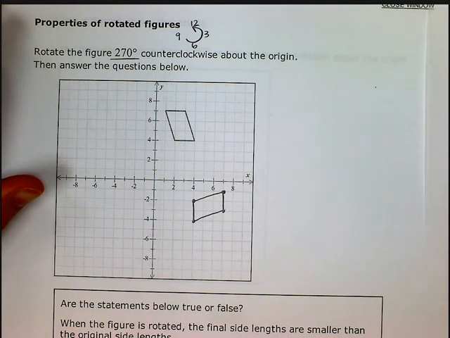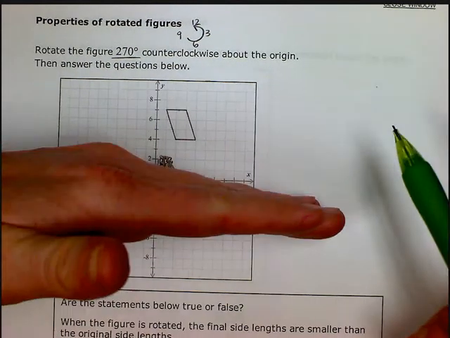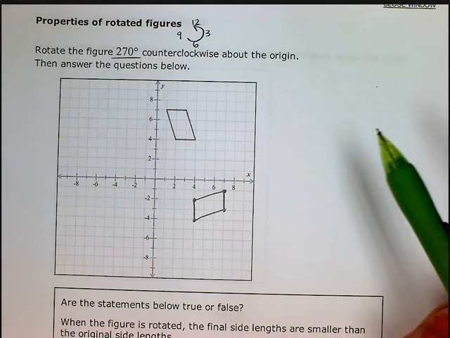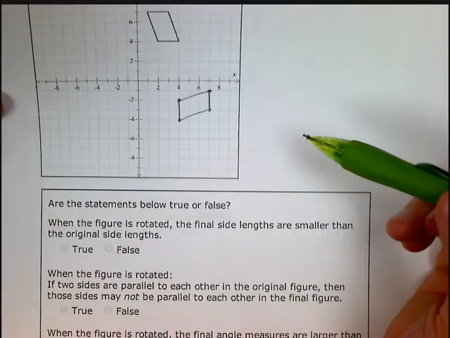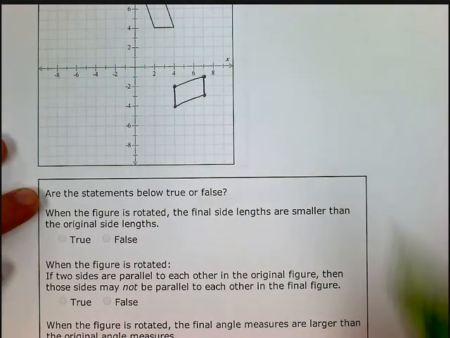So once you do that on Alex, like I said, just grab the blue line and it'll rotate it for you. We need to answer these questions. Are the statements below true or false?